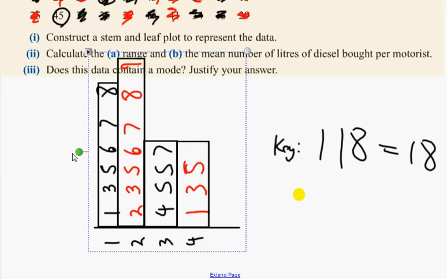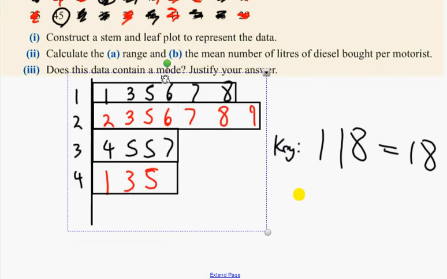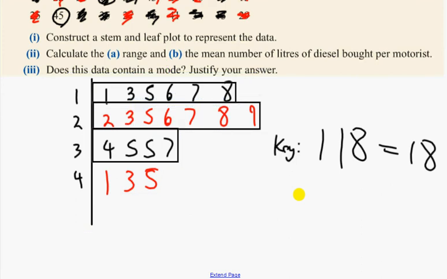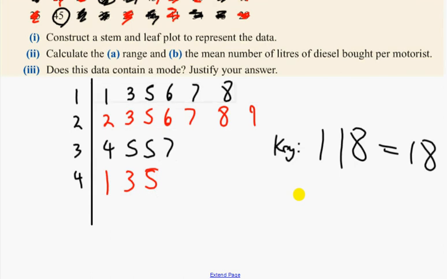I made a mistake with that last one. I should have made that last one smaller. So it should have been like that there. Is that okay? So you can see it actually looks a lot like a histogram. Now you don't have to do that. I'm just making you aware that it looks like a histogram. That's it done there. So the stem and leaf plot part is done. We've done that already.